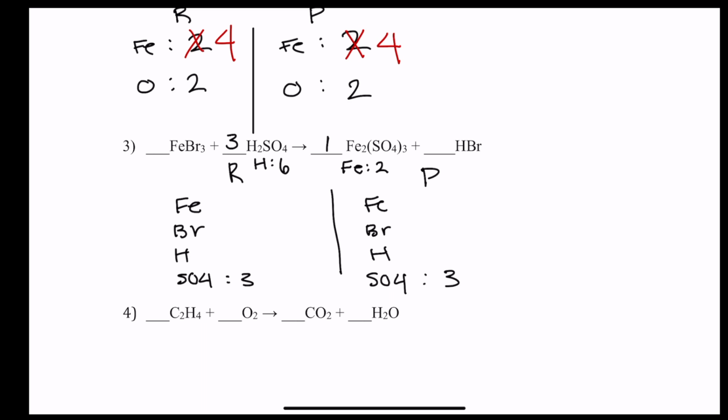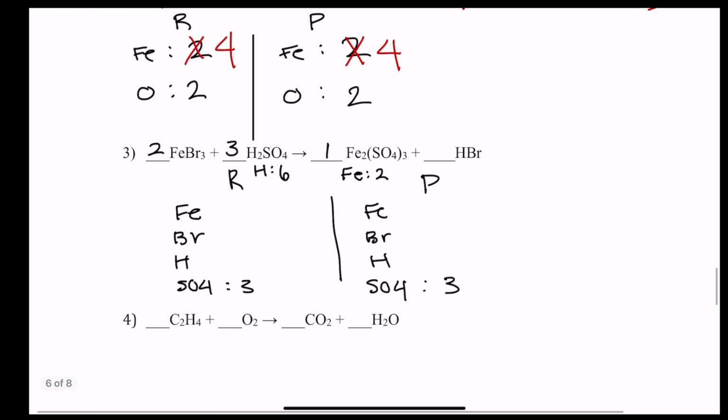So knowing that, we know that there's 2 Fe. On the reactant side, which compound has iron in it? It's only the first compound. So I'm just going to times it by 2 here. So now the iron is balanced out. Here now we have BrS6. We have 6 Br.